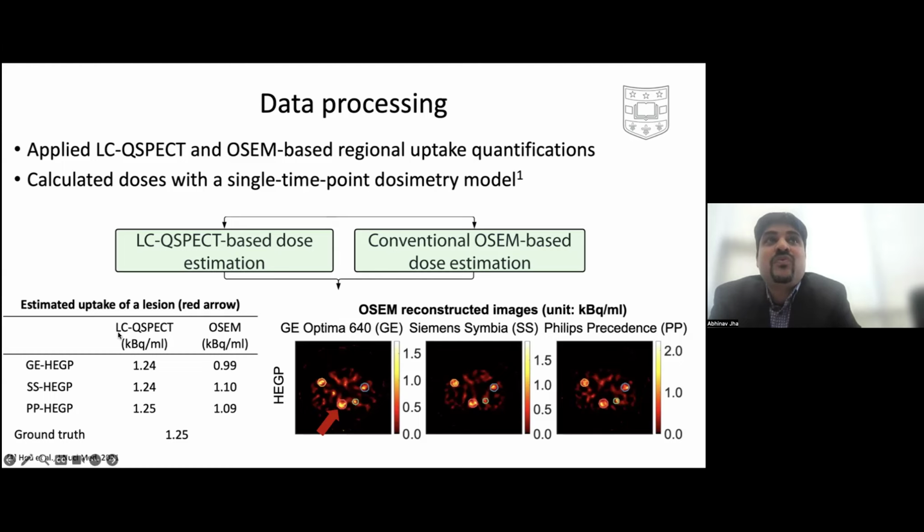So estimated uptake of lesions, I can see here, and these are the OSCM reconstructed images with the different scanners. And you can see the variability that's there in the different scanners with the OSCM reconstructed images. And you can see the variability obtained using our LCQ SPECT as well as the OSCM for one given patient, this lesion. So you're already seeing that our methodology seems to be more reproducible compared to the OSCM based methodology.